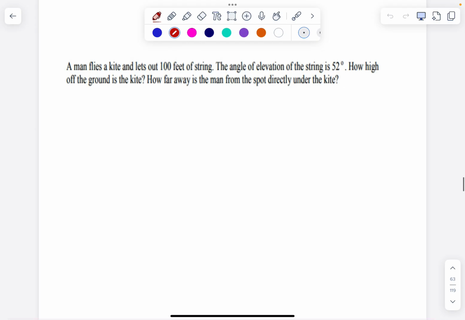Note first, there is no picture. So a big part of this is drawing your own. Raise your hand if you've flown a kite before, just because sometimes kids haven't. You haven't? Okay. All right. It's fun. You should. Maybe in the spring we'll pull a kite out, just for fun.